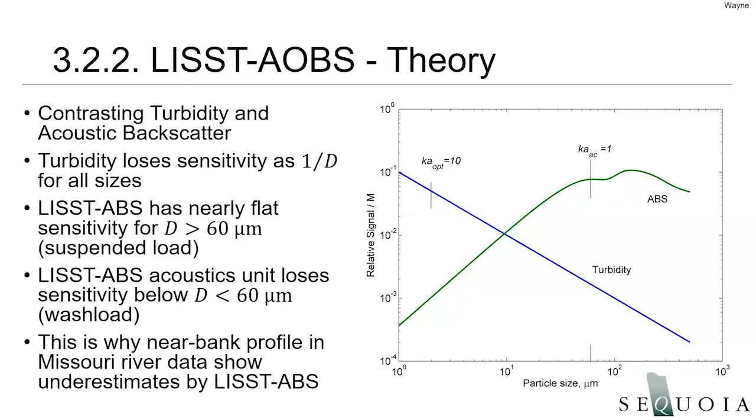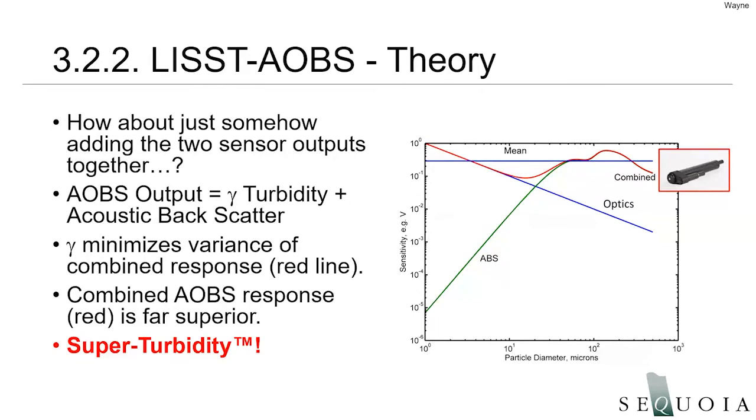Again, the acoustic signal is less sensitive to particles smaller than 60 micron, and that's why that near bank profile in the Missouri River data showed underestimates by the LISST-ABS. Is there a way to combine these two scattering signals from these two physically different sensors into a combined estimate, something that would be similar to the red curve that's shown here? If that's possible, then we'd have a sensor that would have minimal sensitivity to grain size, at least up to around 400 or 500 microns or so, where the ABS starts to fall off. And that would respond mostly to suspended sediment concentration, not grain size.